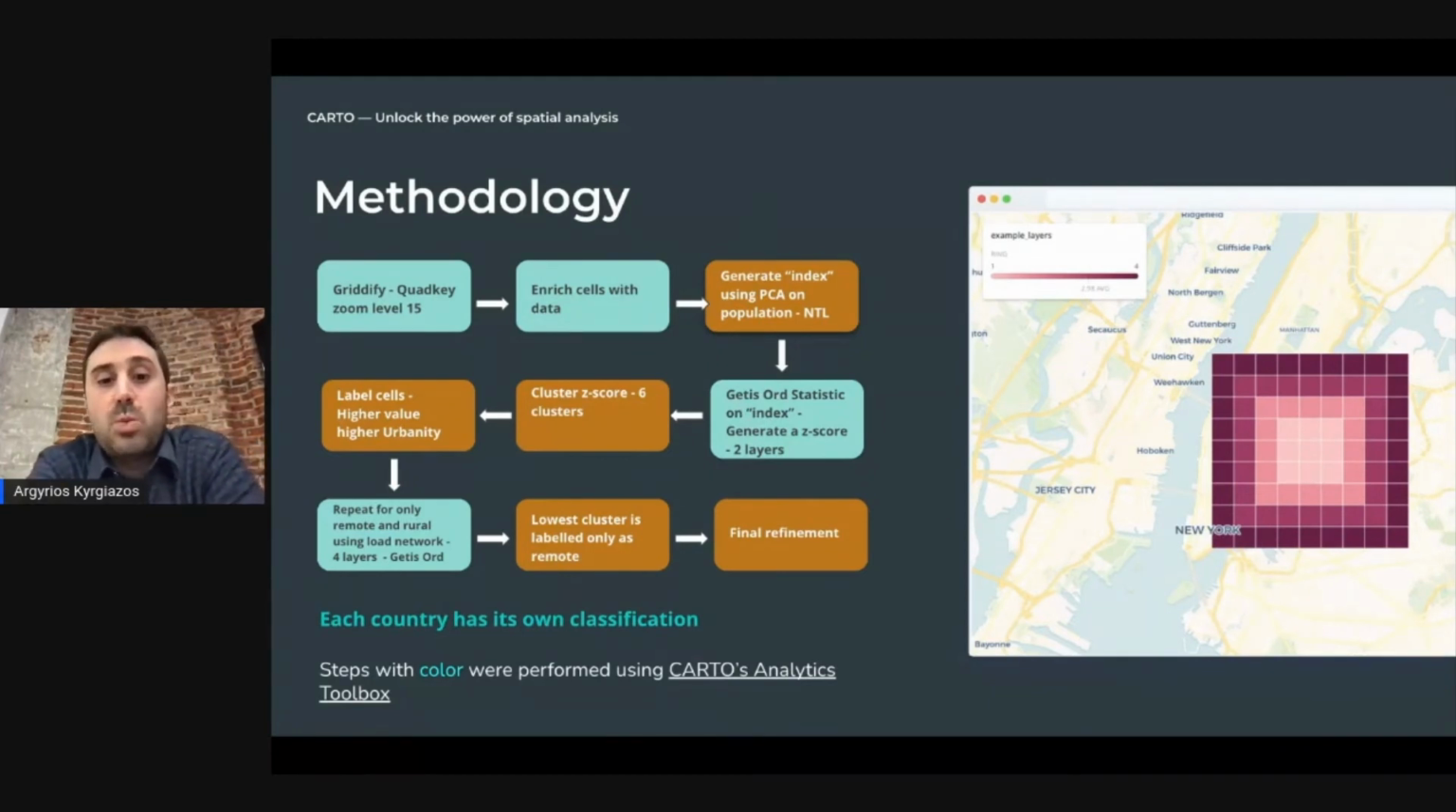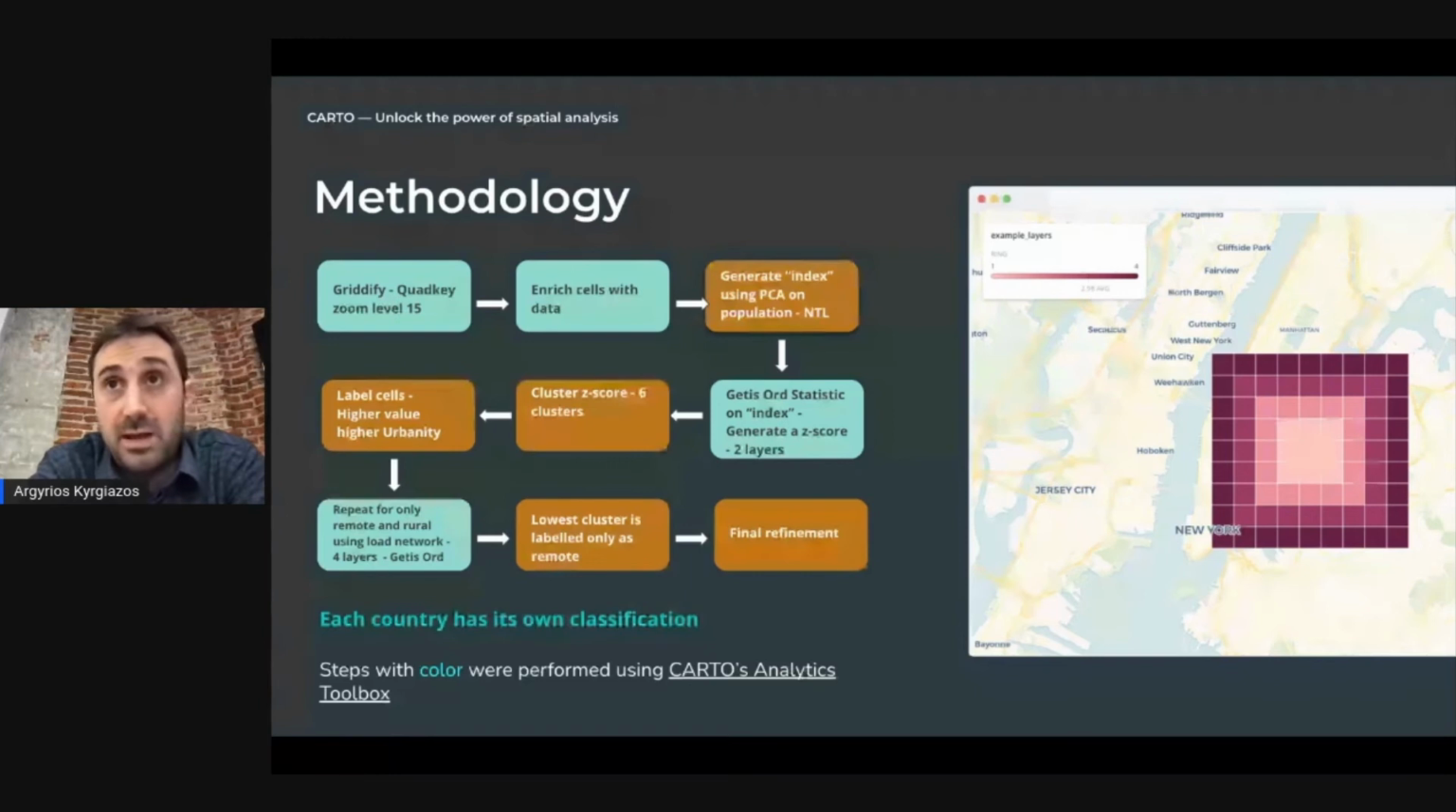This statistic gives you a Z-score. So basically it gives you one index, and the higher it is, the more urban, and the lower, the less urban. For that, what we did is that we quantized it, and basically the higher the quantile was, the more urban, and the lower, the less urban. But that was the first step of the whole process, and it was followed by a second.